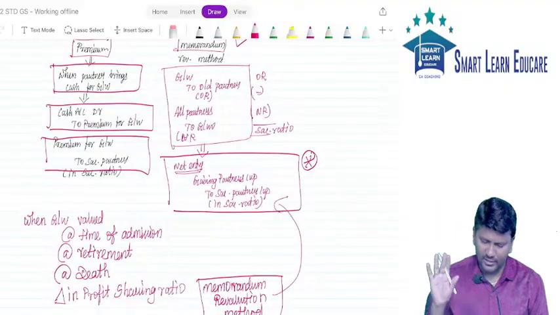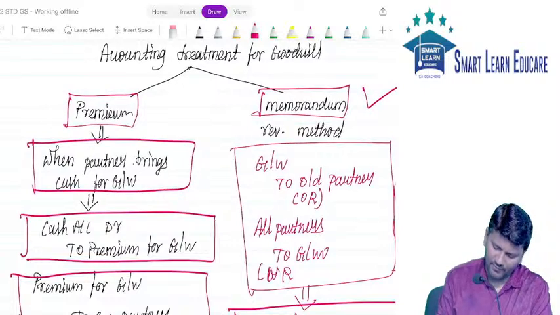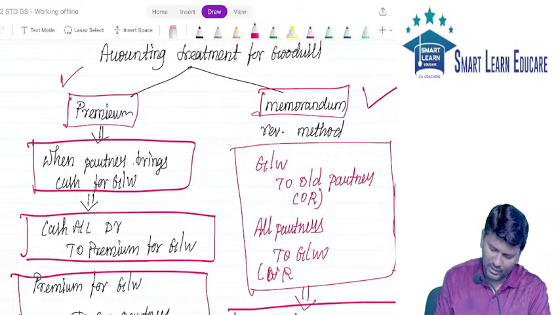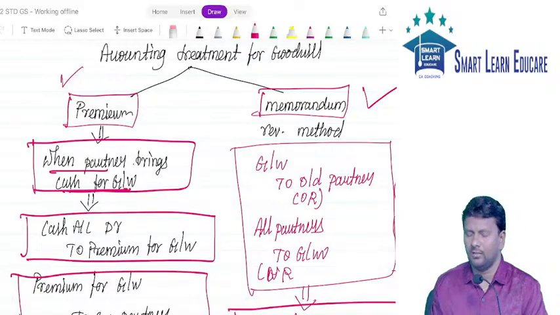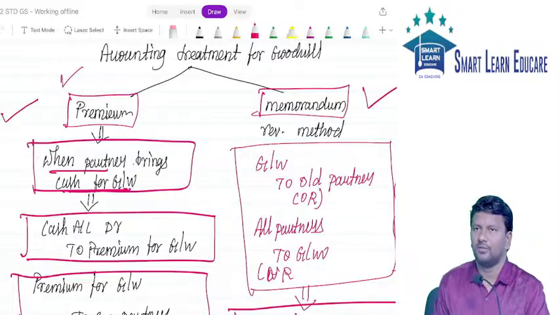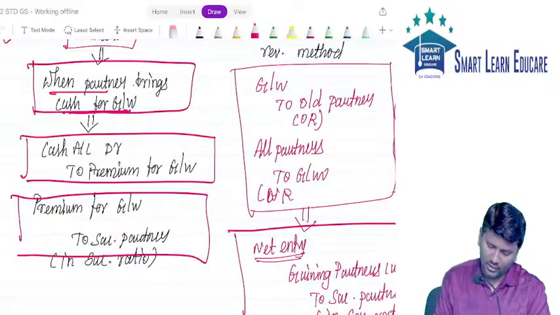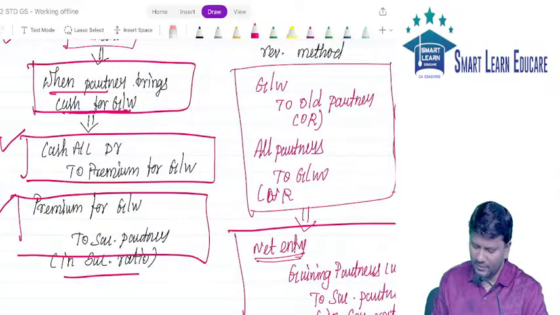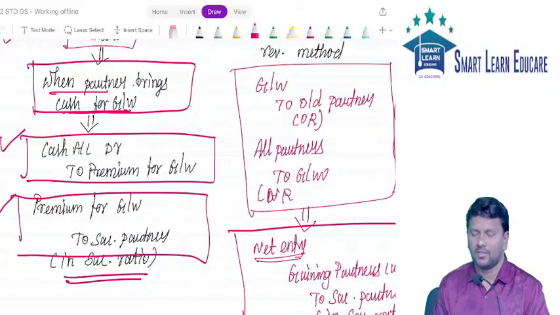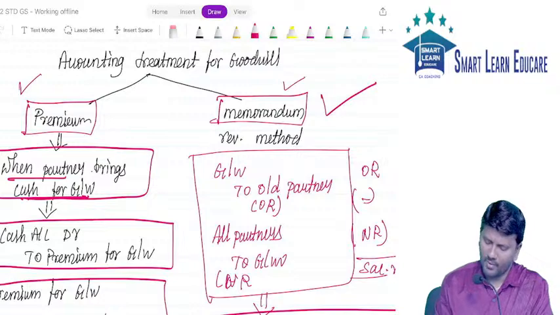So, goodwill related, what did we learn? Very simple things. First, when will we follow the premium method? When the incoming partner brings cash for goodwill, we will follow the premium method. In the premium method, what is the first entry? Cash account debit to premium for goodwill. The second entry will be premium for goodwill account debit to sacrificing partners in what ratio? Sacrificing ratio. If the partner is not bringing cash, we will follow the memorandum method.